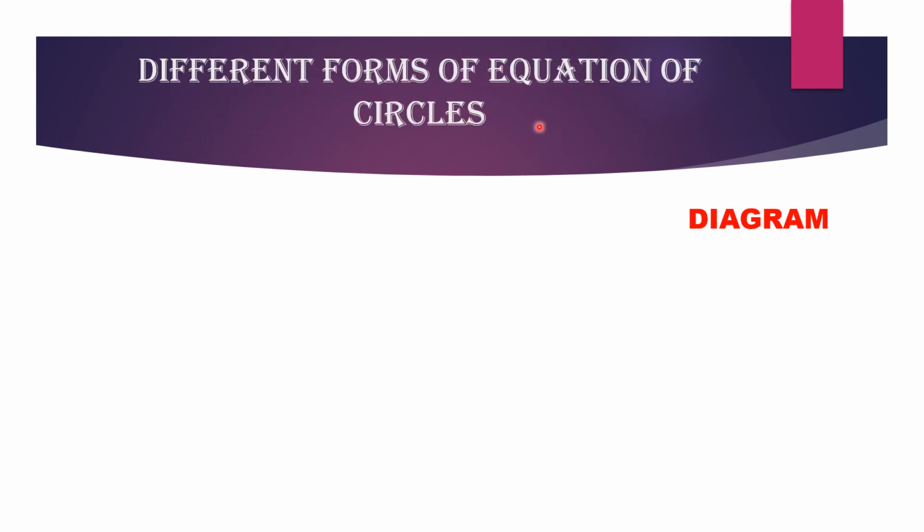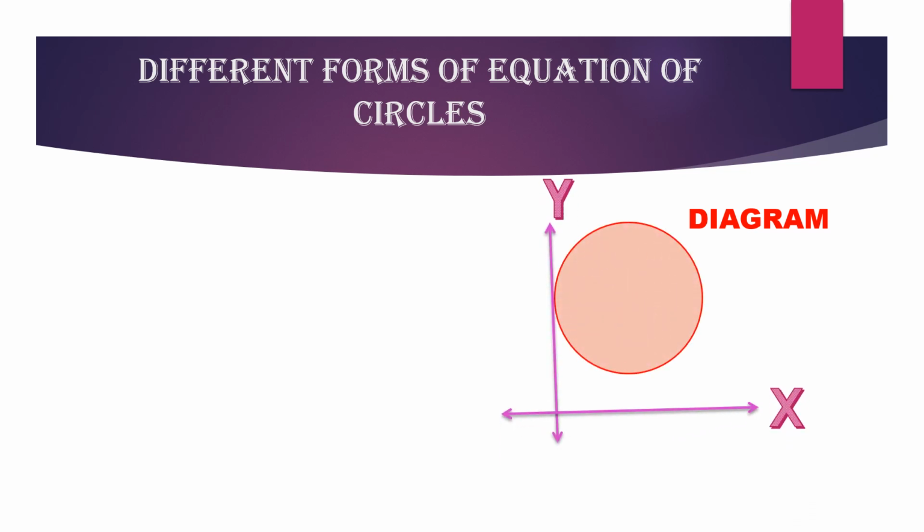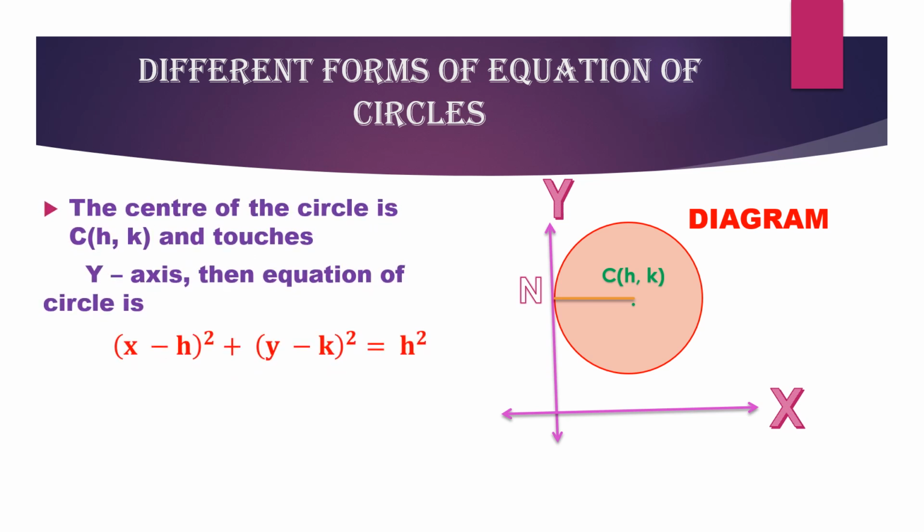Another different form of equation of circle. Here we observe the diagram. The circle touches the y-axis at the point N and the center is (h, k). Then the equation of circle is (x − h)² + (y − k)² = h².